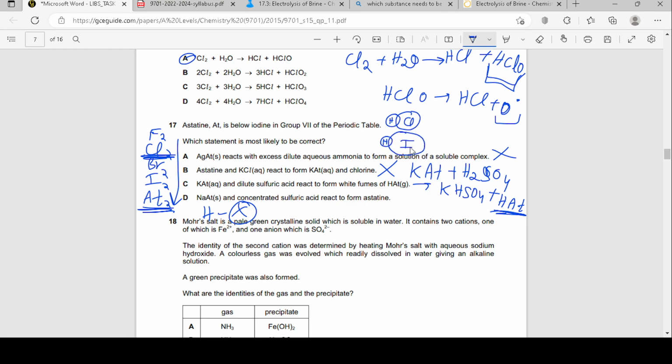I is a much bigger atom, which means the bond is going to be a longer bond, which means it's going to be a weaker bond. There's less atomic orbital overlapping, so it's a much weaker bond because it's a longer bond, as the size of the halogen atom increases.